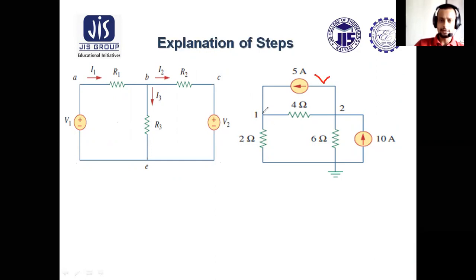See here, voltage at this point is not known to us. No voltage source is connected here. Voltage at this point is not known to us. Okay, so for the equation for this node 1, let us assume any direction of current. Say this is I1, say this is I2, say this is I3. Any direction of current could be assumed. So for node 1, 5 equals I1 plus I2 as per KCL at node 1.